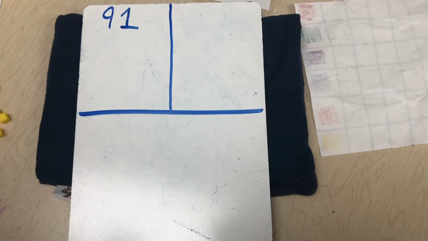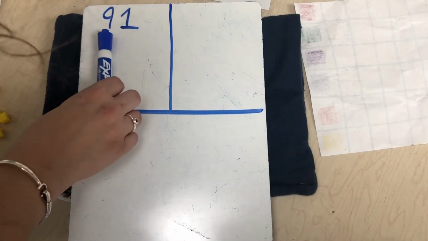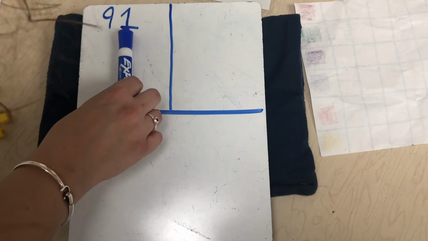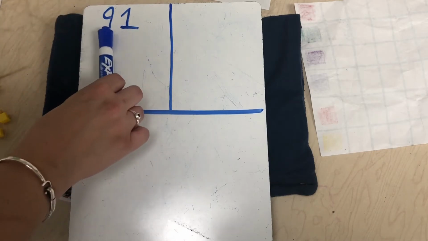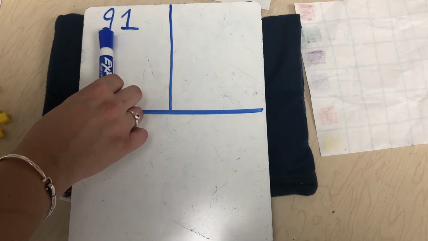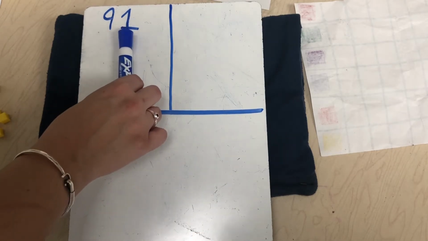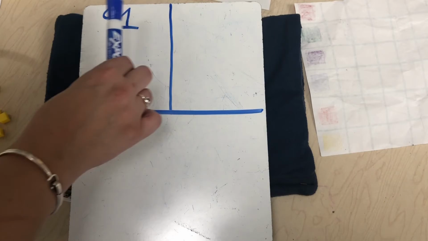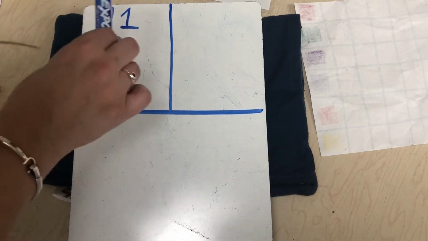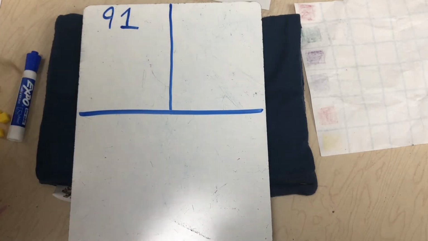Okay, so we are going to explain the place value in 91 by using our place value blocks. So we have the 9 in the tens place and the 1 in the ones place. What number's in the tens place? 9. What number is in the ones place? 1. So we have 9 tens and 1 one. So let's count those out.